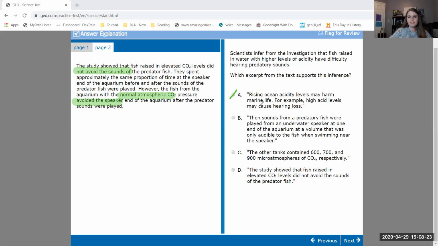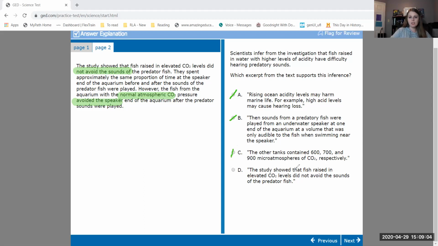Letter B, then sounds from a predatory fish were played from an underwater speaker at one end of the aquarium at a volume that was only audible to the fish when swimming near the speaker. Again, true, that did happen. But does it tell me why it happened? Is there evidence? Is there an explanation for what they were doing here? There's no data. There's no results of what they were doing. So I don't love that one either. Letter C, the other tanks contain 600, 700, 900. Again, that's explaining the experiment, but I want to know what the results from the experiment are. So I don't think that explains it.